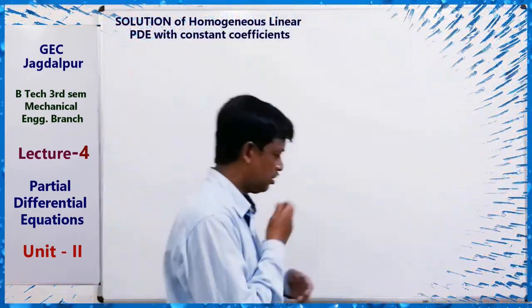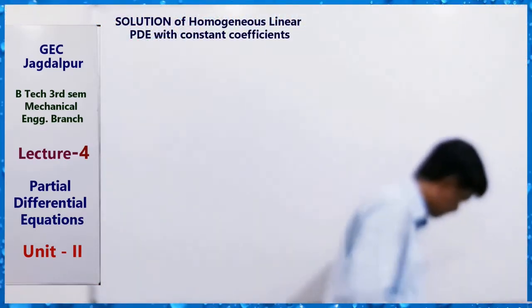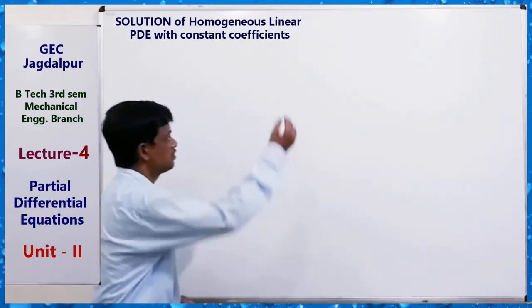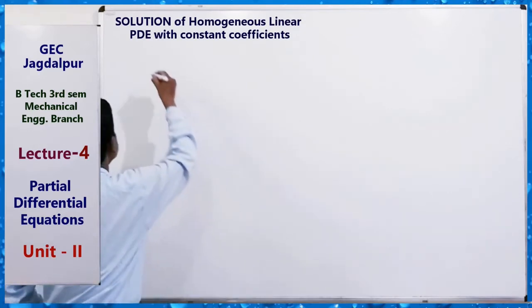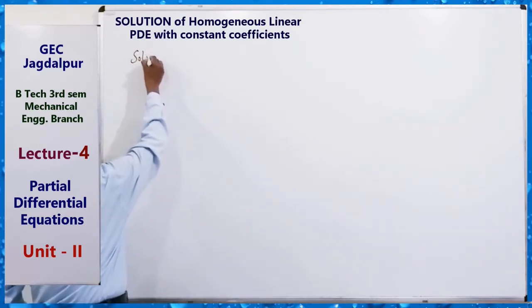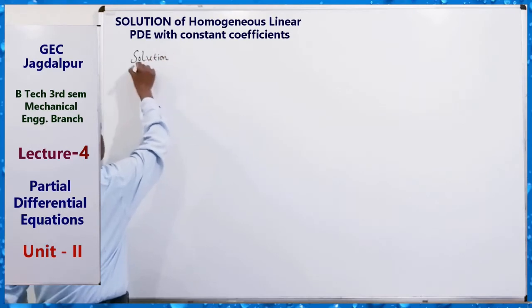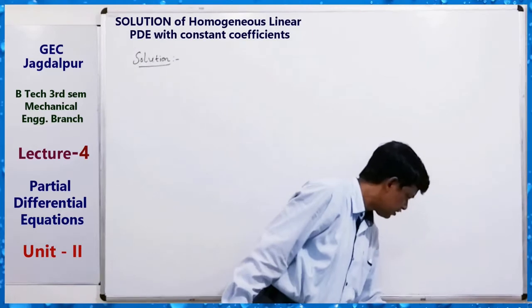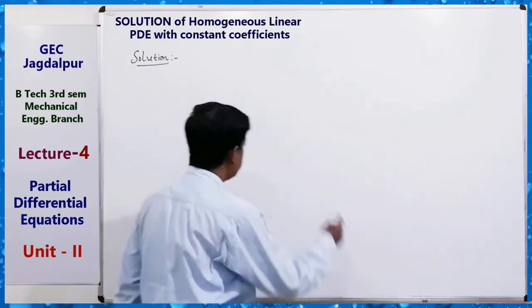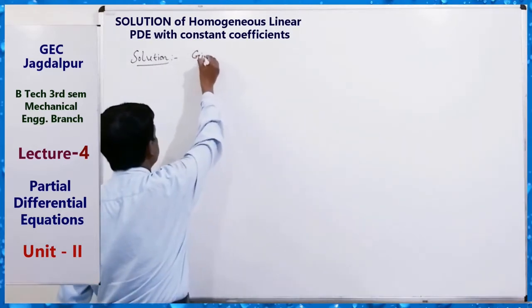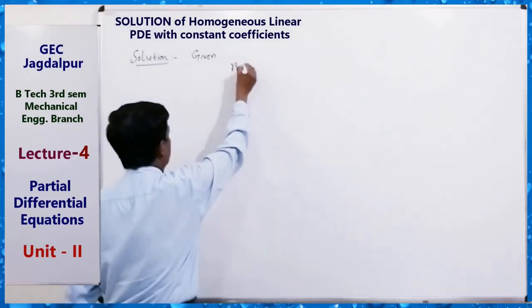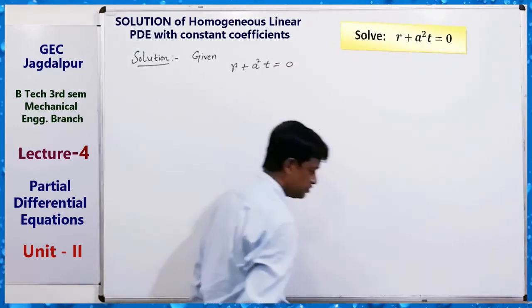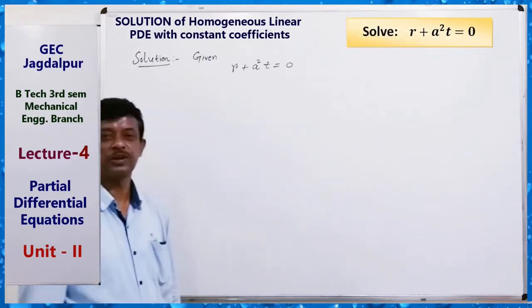So now I will solve some questions related to CF and PI. Taking simple questions first. First question given: r plus a square t equals to 0.